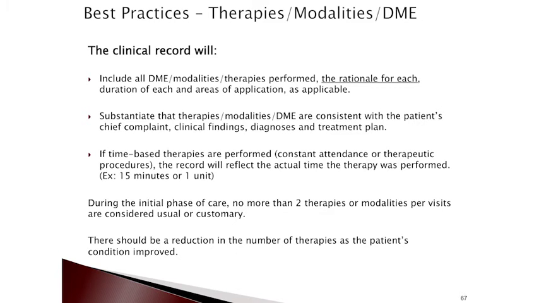Again, it's not 9:01 to 9:16. It's 12 minutes, 13 minutes, 15 minutes, whatever it is for that particular patient. And during the initial phase of care, no more than 2 therapies or modalities per visit are considered usual and customary. And there should be a reduction in the number of therapies as the patient's condition improves. Okay?